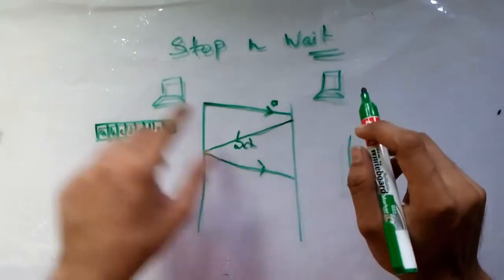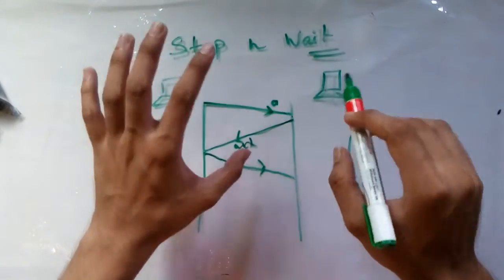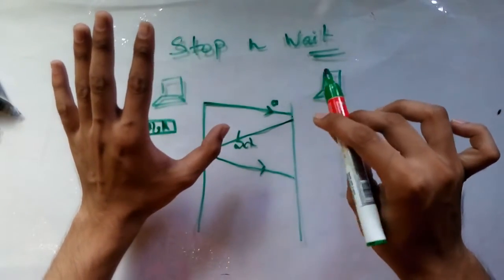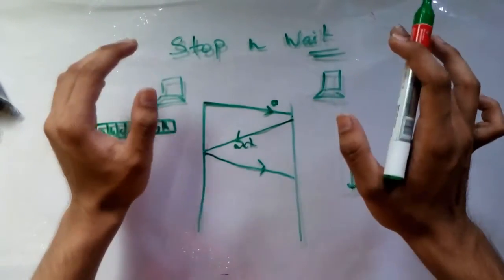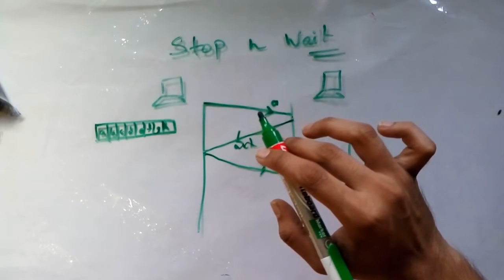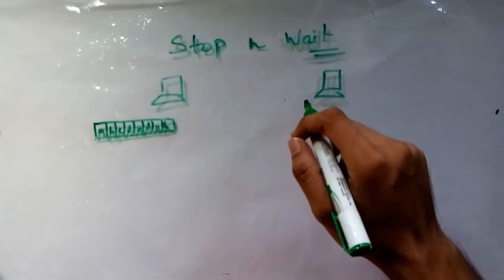Okay, so what is it doing? It is sending and then waiting for the acknowledgement. Therefore the name stop and wait. Stop, don't send any more packets, and wait for the acknowledgement. This is the basic funda. What you are seeing is that without receiving any acknowledgement, the sender can send at most one packet at a time. At most one packet is being processed at a time, not more than one packet.